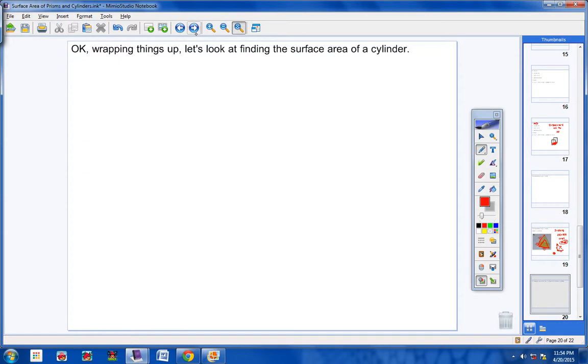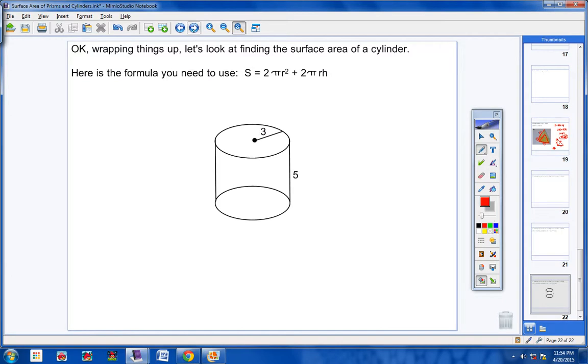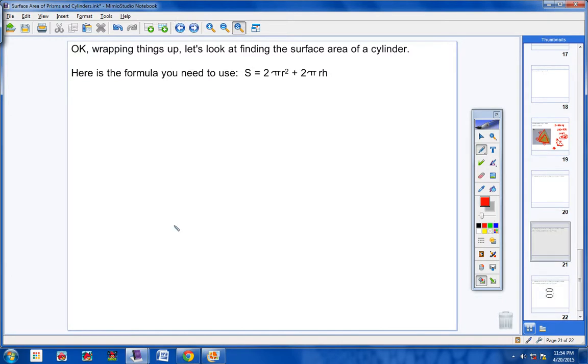Alright, now let's wrap things up. Let's look at finding the surface area of a cylinder. Again, I'm not a huge fan of formulas, but these formulas really make the math easier, so I'm going to recommend that you use these. Here's the formula you need to use when you are asked to find the surface area of a cylinder. I'm so worried you're all going to get these confused.